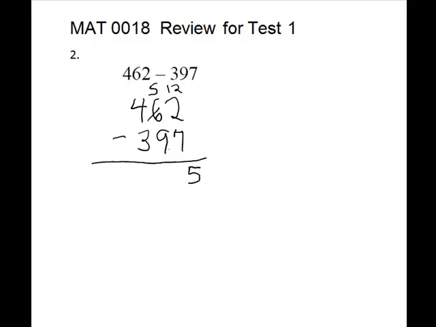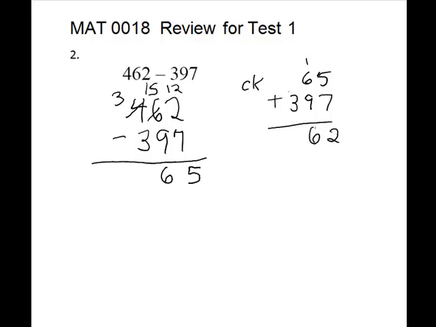And now we don't have enough here, 5 minus 9. So we're going to borrow again out of the hundreds. So now we have 15 minus 9 is 6. And 3 minus 3 is 0. If we wanted to check, remember you add back. So 65 plus 397. 7 and 5 is 12, carry. 10 and 6 is 16, carry. And 462 gets you back to the original.